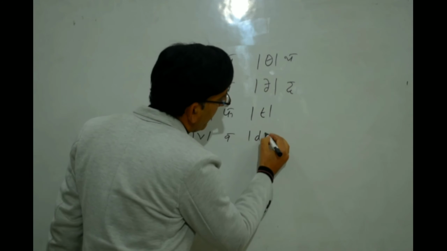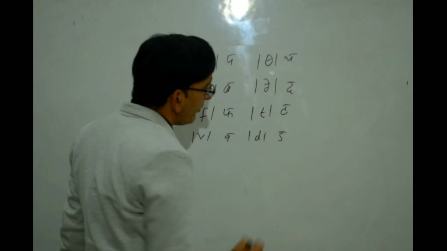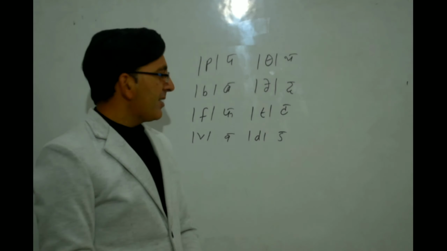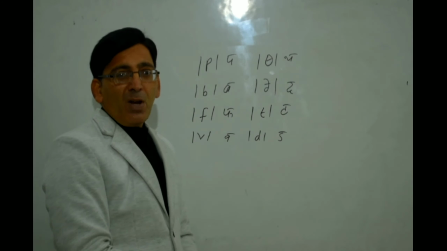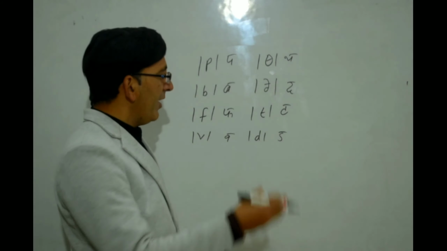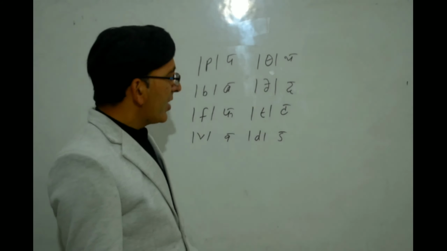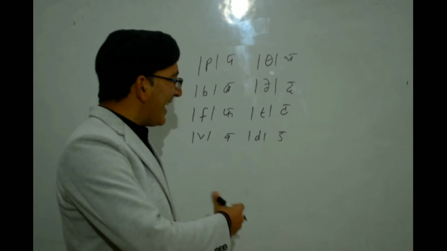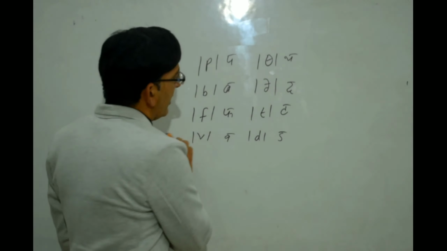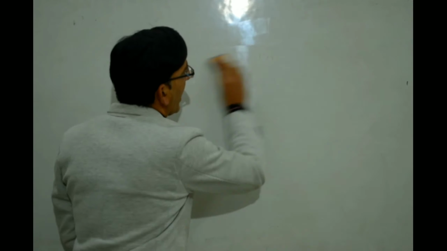Then the next pair is ta-da. Now ta and da are like the English alphabet. For ta there is the symbol of a small t, and for da there is the symbol of a small d. Small d means lowercase d. Clear? So these are the eight consonant sounds that I have discussed.